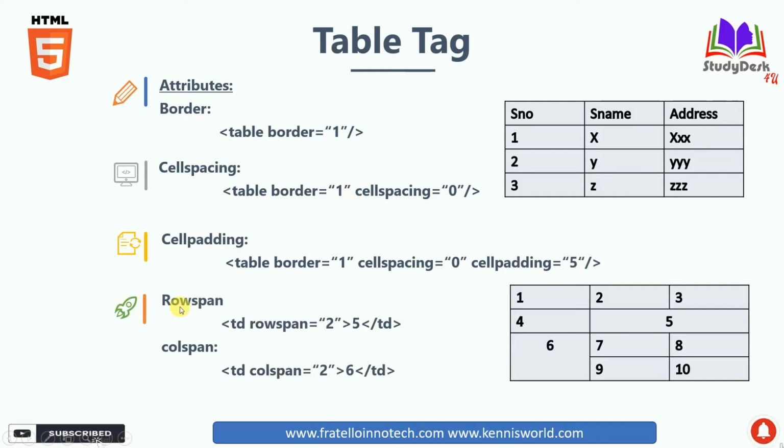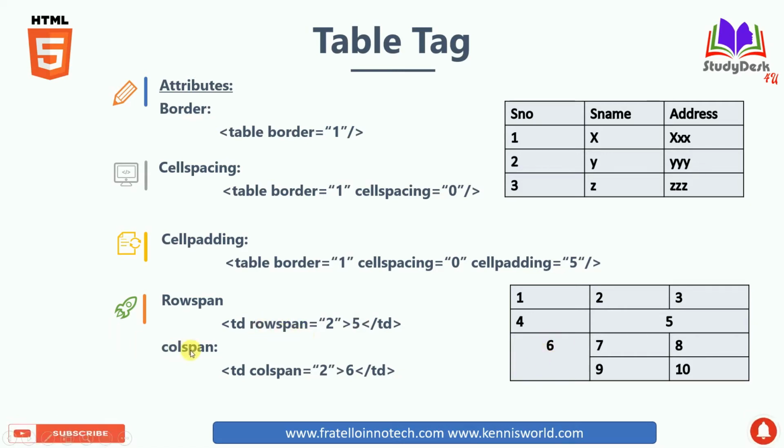And the next attributes are rowspan and colspan. These are used to merge cells. If you want to merge multiple cells, we can use this rowspan and colspan. Particularly, rowspan is used to merge the cells across multiple rows. Here I have an example. In this I have numbers 1 to 10. Especially for 6, I merged 2 rows. The last 2 rows I merged and entered only the 6 value. So if you want to do like this, we use rowspan here.